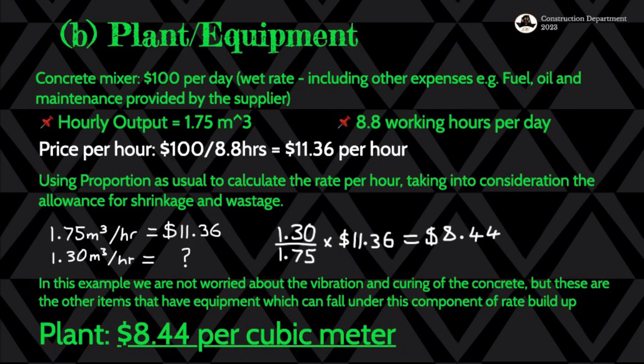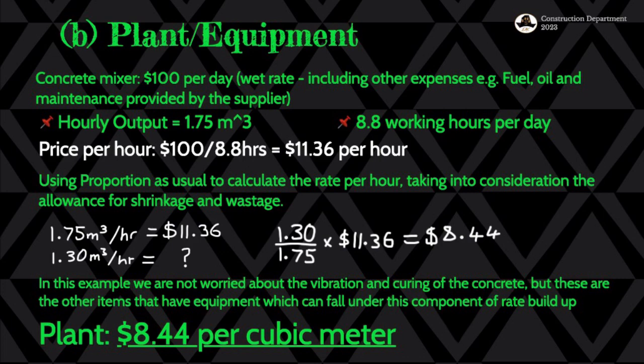So then say the $100 divided by 8.8 hours, which is basically 1 day, will give us $11.36 per hour to use that plant, with everything included, the fuel, security, maintenance, and the like. And then for our friends who do not understand proportion, I think this is the part where you really be comfortable, because we get to learn it. So using proportion as usual to calculate the rate per hour, taking into consideration the allowance for shrinkage and wastage. Remember, it's 30% is the total. We then say for 1.75 cubic meters per hour, we get $11.36.